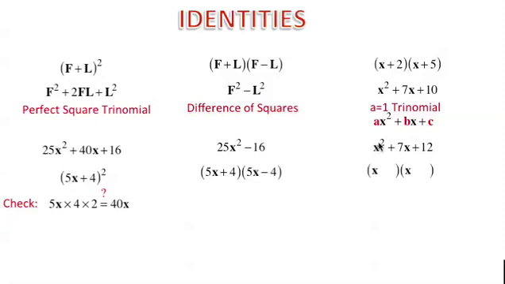So you put your x, whatever your first term is here, and then your 3 and your 4: x plus 3 times x plus 4, and that's it. So that's how to work with an a equals 1 trinomial.